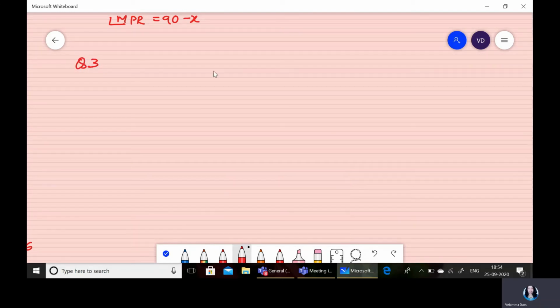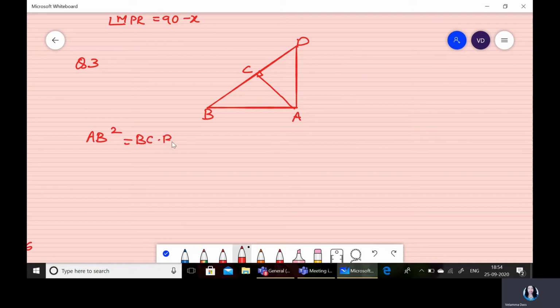It says that ABD is a right angle triangle. If they have already given the diagram, so here it is given that ABD is a right angle triangle, so BAD, and AC is perpendicular. AC is perpendicular, it is given. You have to prove that AB square equals BC into BD. Similarly, AC square equals BC into DC, and here AD square equals BD into CD.